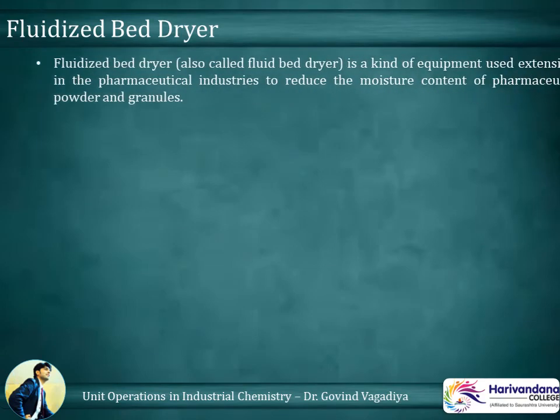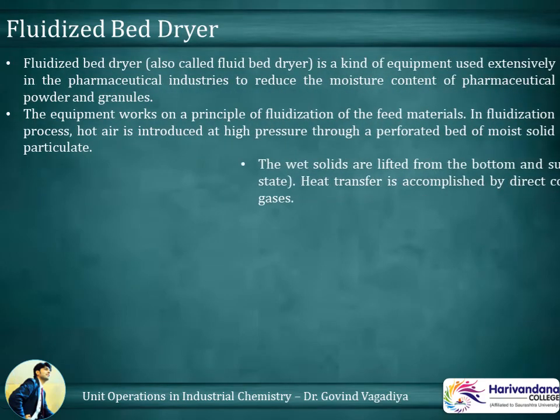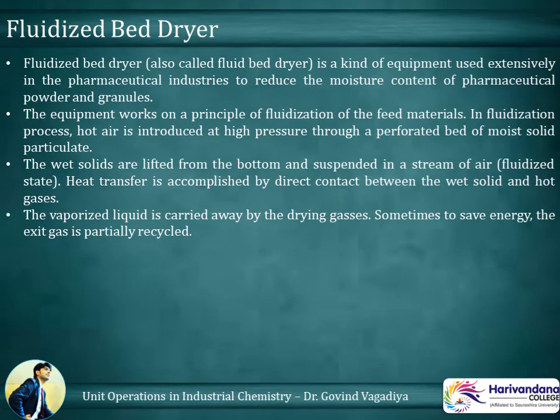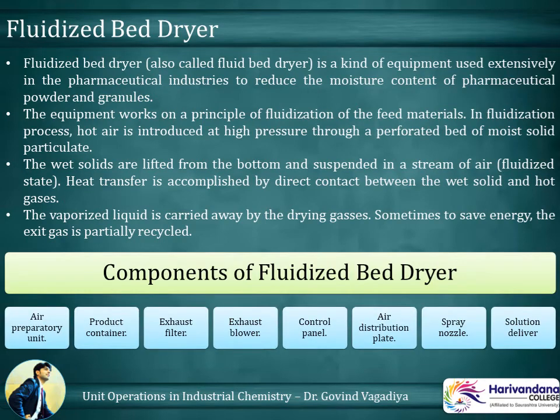Fluidized bed dryer is a kind of equipment used extensively in the pharmaceutical industries to reduce the moisture content of pharmaceutical powder and granules. The equipment works on the principle of fluidization of the feed materials. In the fluidization process, hot air is introduced at high pressure through a perforated bed of moist solid particulate. The wet solids are lifted from the bottom and suspended in a stream of air, in a fluidized state.